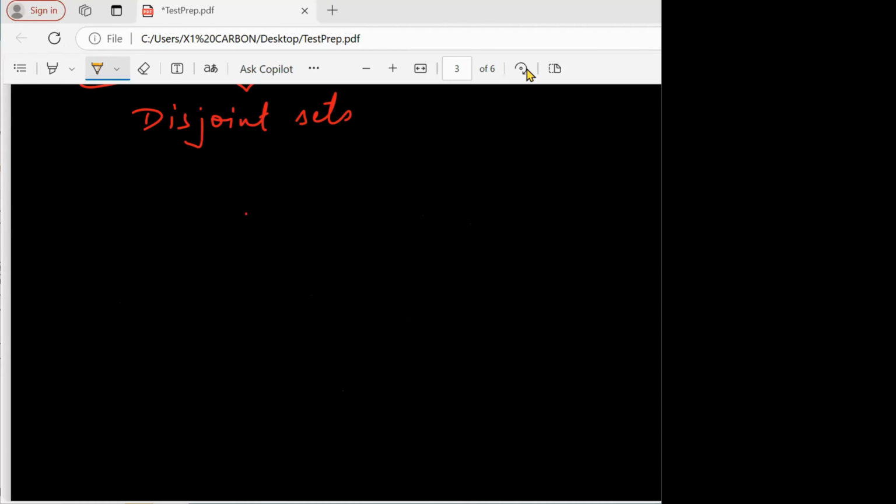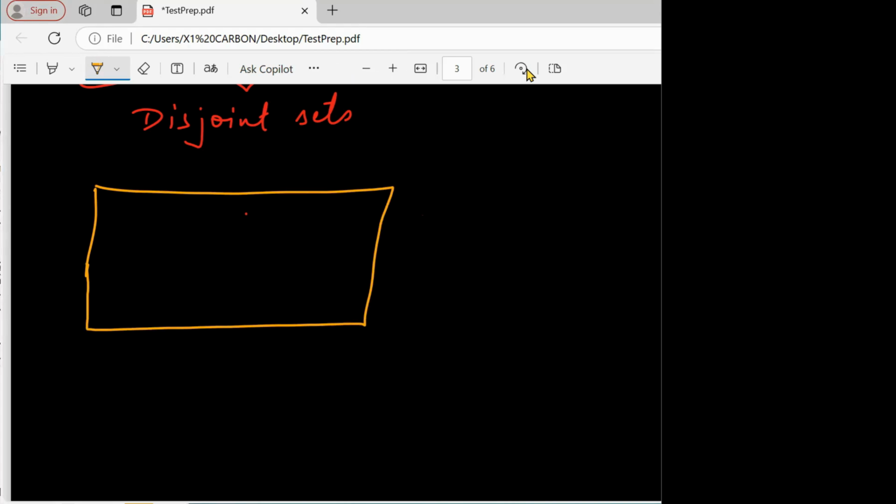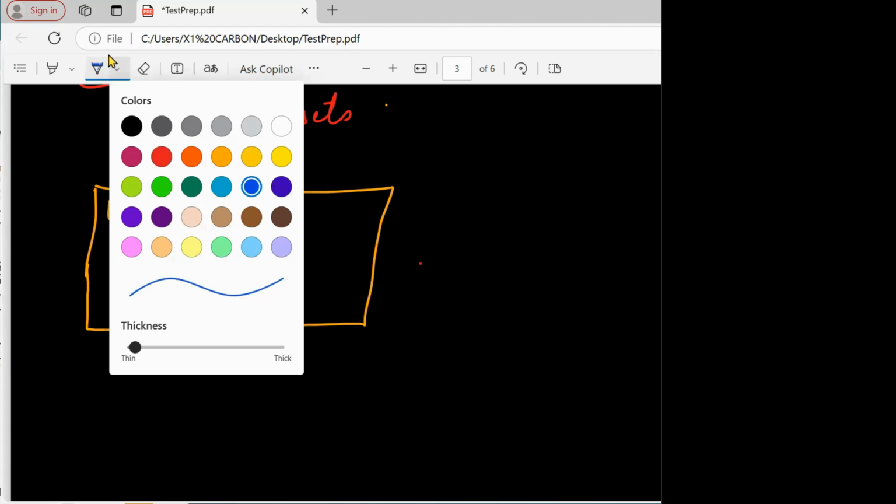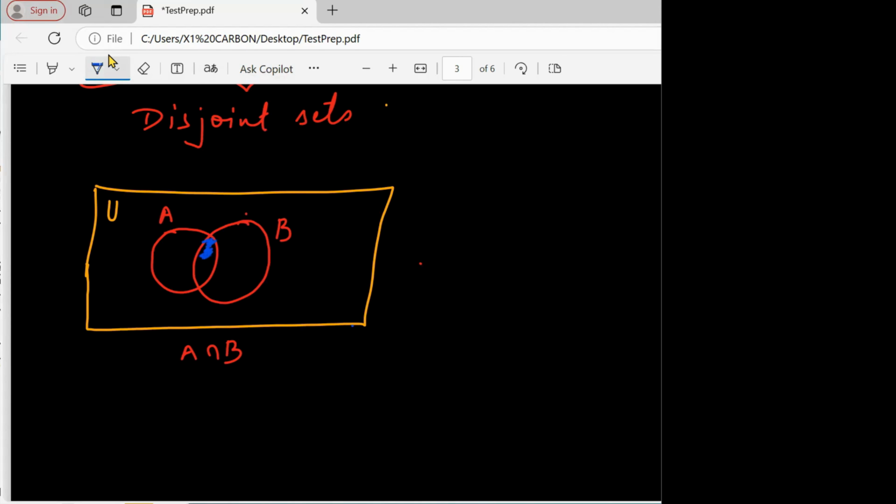Now when I am representing A intersection B, as usual, I will have to draw my universal set, and this would be represented by letter U. Next, I will have to draw my two sets A and B. This is my set A and this is my set B. Now, what is A intersection B? A intersection B is the part that is common to both the sets, and that is this middle region that you see. So this is how I represent my A intersection B. I hope that is clear.